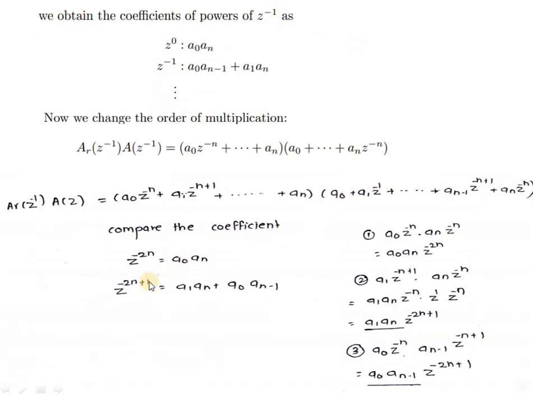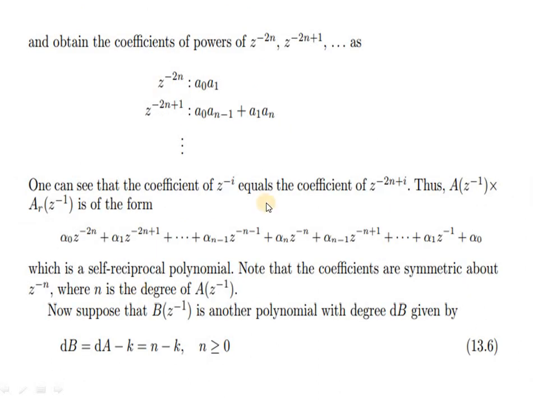From this, suppose we put i equal to 0, then the coefficient of z raised to 0 must be equal to that of z raised to minus 2n. Here i value is 1, so the coefficient of the z raised to minus 1 term is the same as that of z raised to minus 2n plus 1. The coefficients are the same, therefore we can say the polynomial is self-reciprocal.